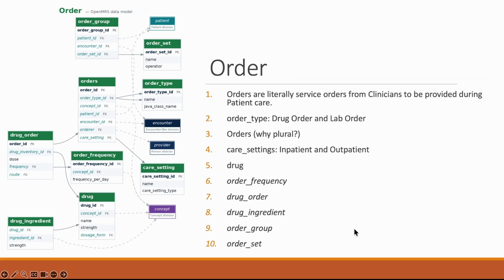Now there are two different tables which look somewhat confusing. There is an order group, and then there's an order set. How are these two different? By the way, these are also new entries. So order group and order set, although by name they may look the same, they are not the same. Order sets are like templates. Order set is a metadata table.